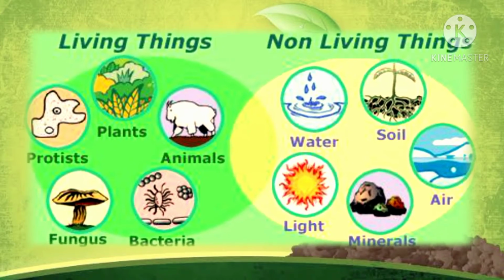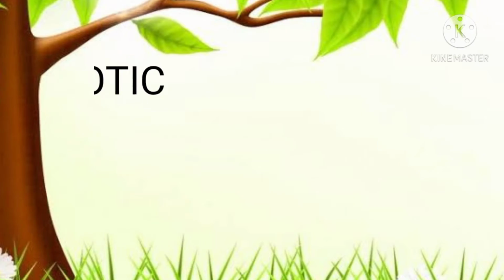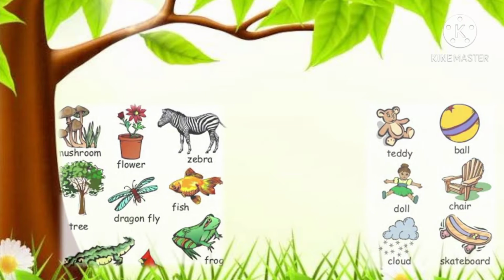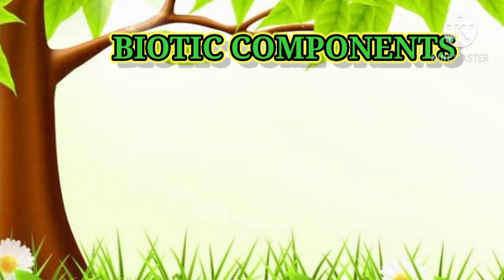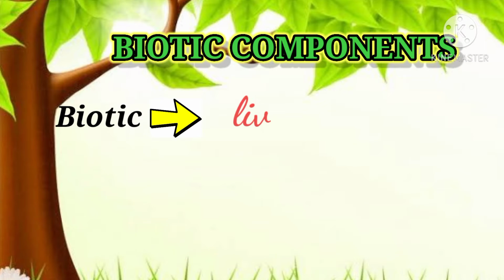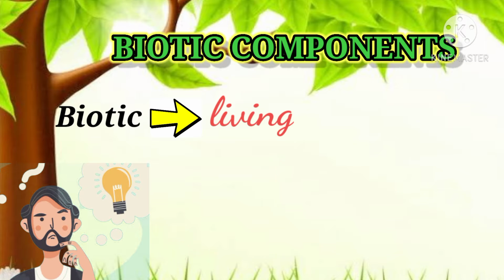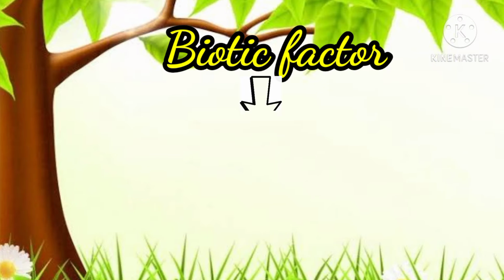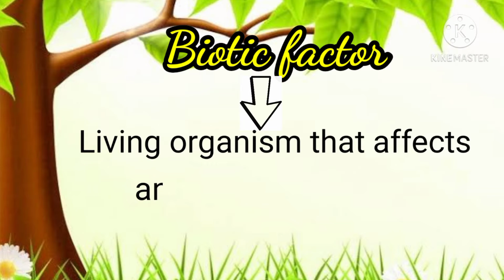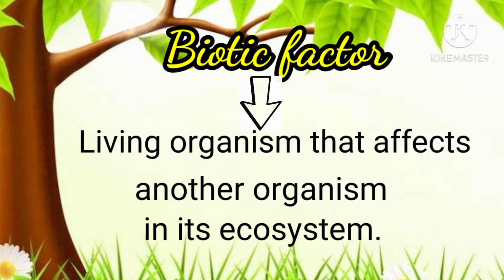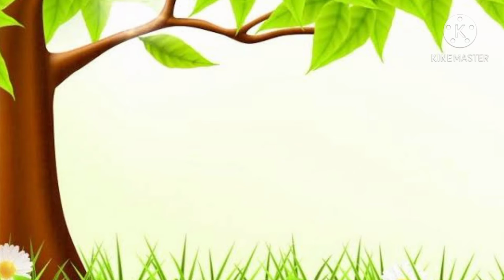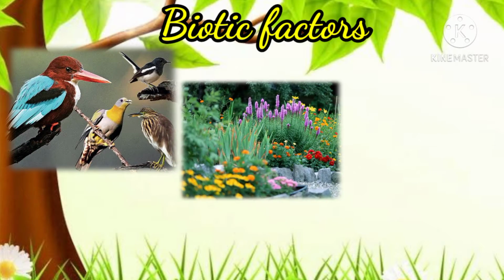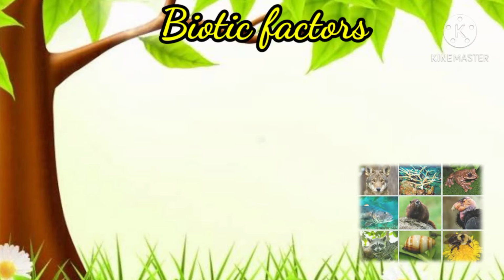Thus, environment is made up of two parts or components, biotic and abiotic. Let's talk about biotic components. The word biotic means living. So, biotic components are living organisms in an ecosystem. A biotic factor is a living organism that affects another organism in its ecosystem. Here are some examples of biotic factors, such as birds, plants, animals, and etc.